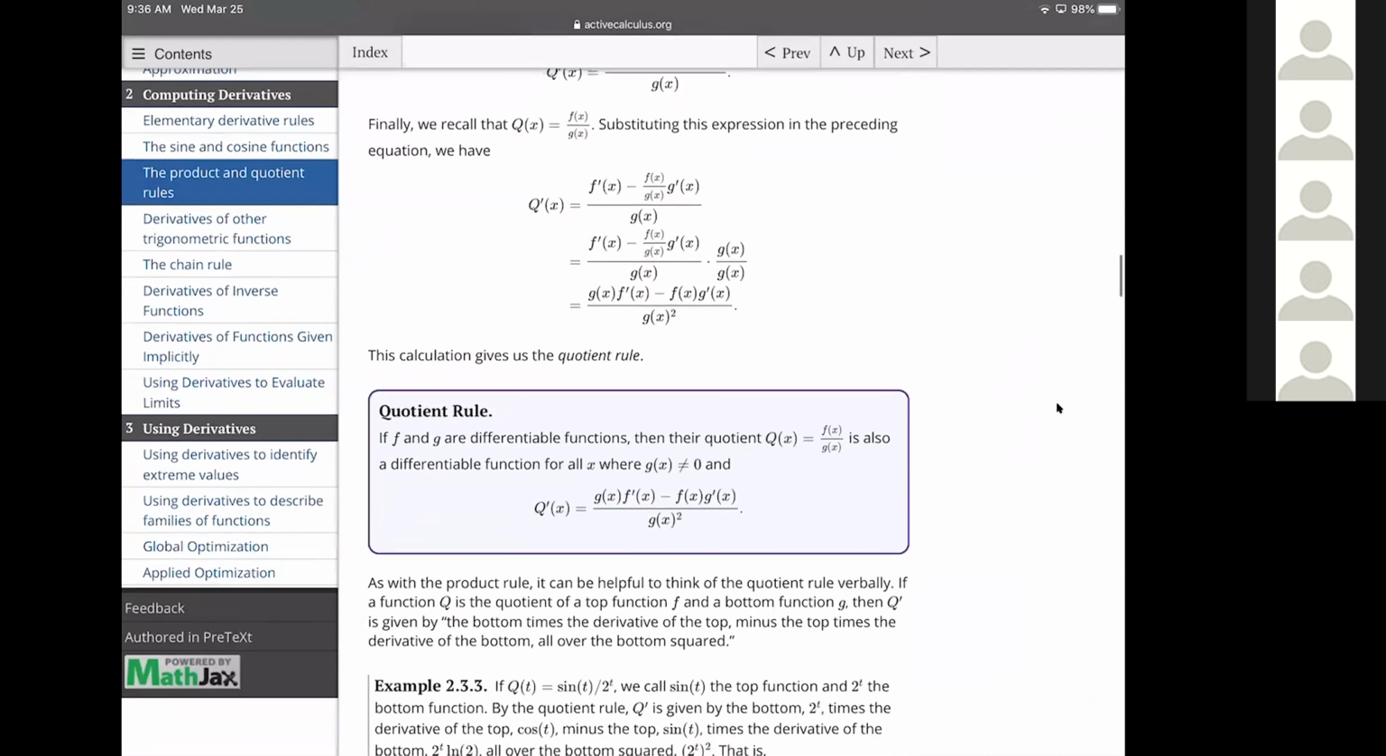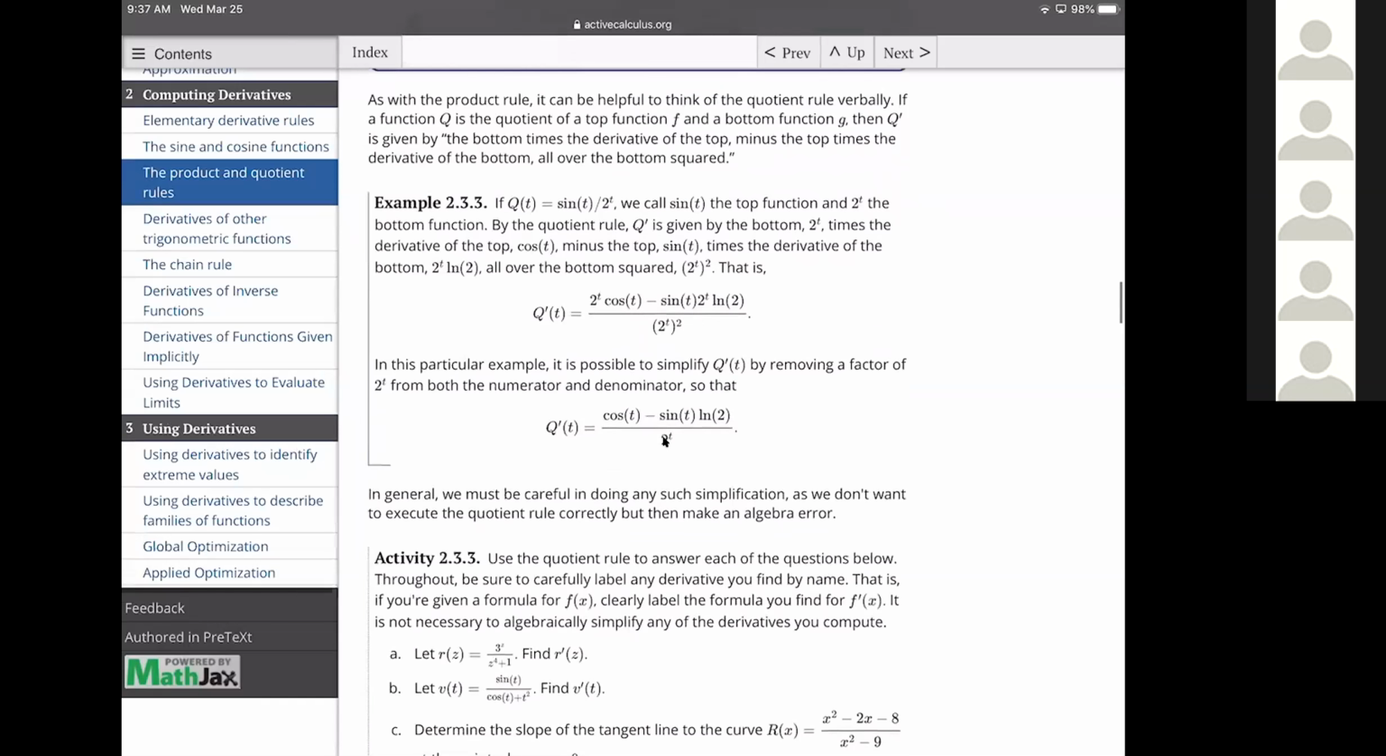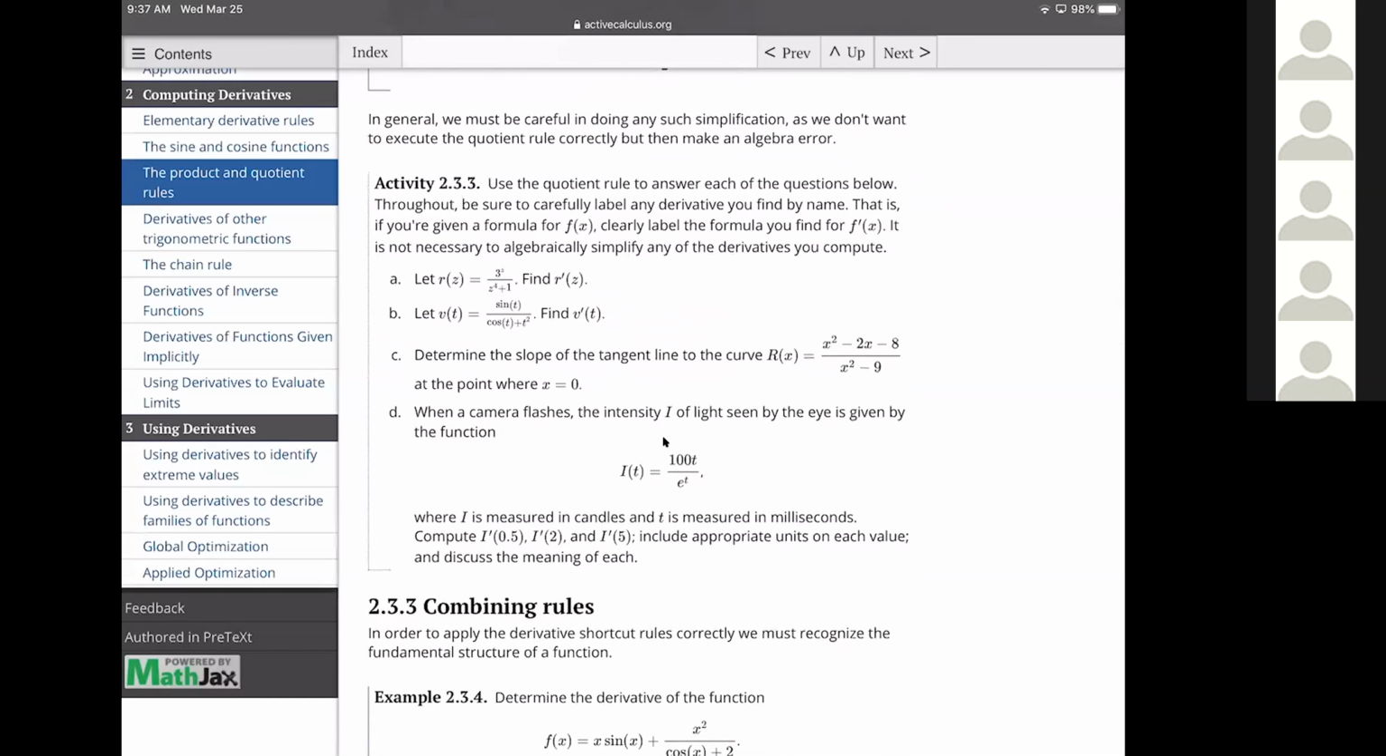If you want to see it in the book, here's our quotient rule and an example. What I want to do is take some time to think about these examples right here. We have activity 2.3.3, and we'll try out A, B, C, and D. I want to give you all an opportunity to think through these and see what kind of questions you have.